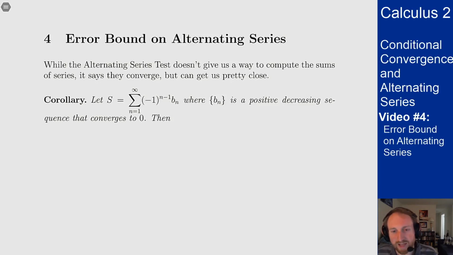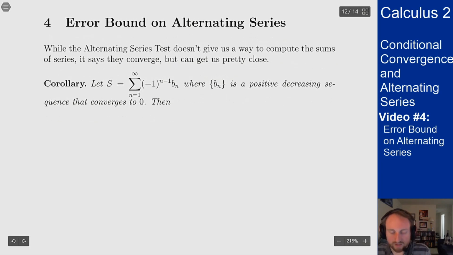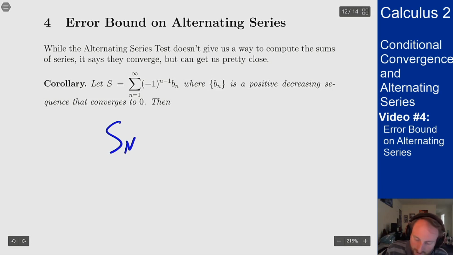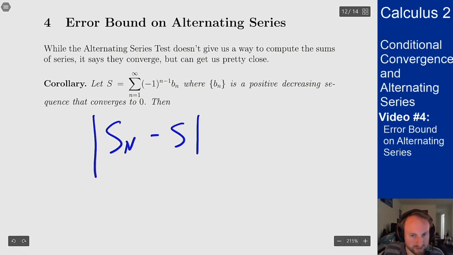But because we have a nice control over how the alternating series behaves, we can get a pretty good estimate on what the result should be from a partial sum. So let's take an alternating series where Bn is positive, decreasing, going to 0. Then what do I know? Well, I know that if I take the partial sum up to n terms and compare that to the actual limit, the actual series, my error is no more than the first term I leave off.